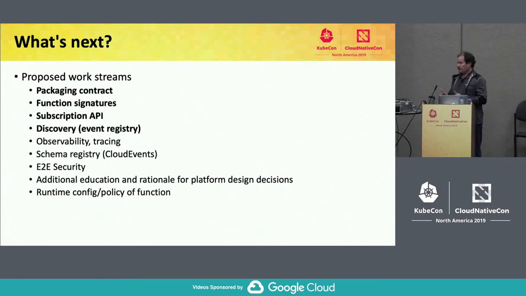I'm prefacing this before Doug goes into it and asks all of you to give your opinions, so that you can see this list and start thinking about what would be important to you. Would a packaging contract be more important than, say, function signatures or a way to have more portability of functions? We also think that having discoverability of the events, being able to say what events you can produce, would be interesting. How about understanding more of the schema associated with that, and having discovery of those schemas?